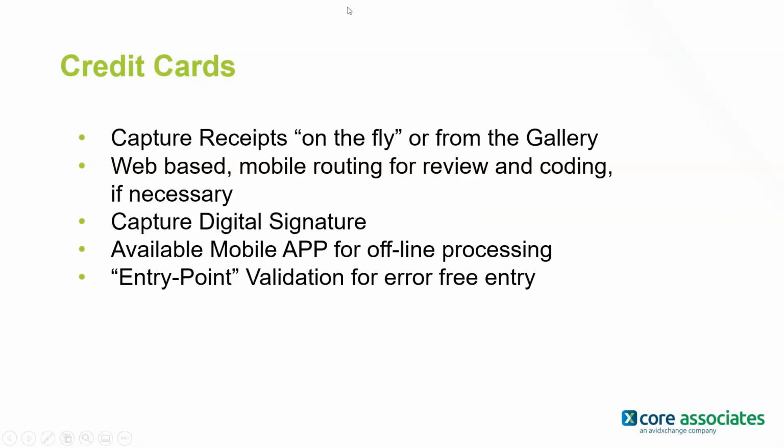I'll finish up by talking about a few of the features, being that you can capture receipts on the fly or from the gallery. It is all web-based, with mobile routing for reviewing and coding if necessary. You can capture digital signatures if need be. It's available on a mobile app for offline processing. And then entry point validation for error-free entry, meaning we're validating jobs, cost codes, general ledger account codes, and vendors, so that when someone is processing a transaction, they're not having to guess. They're putting in accurate entry point information.